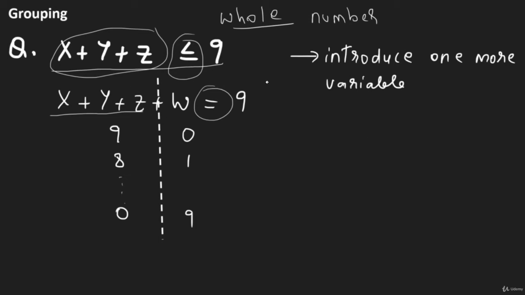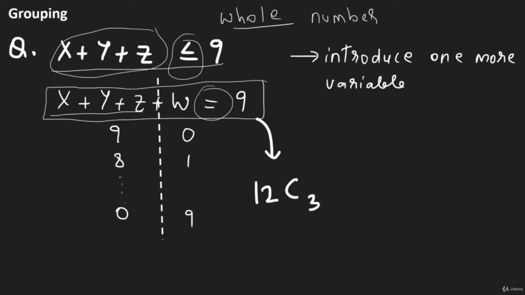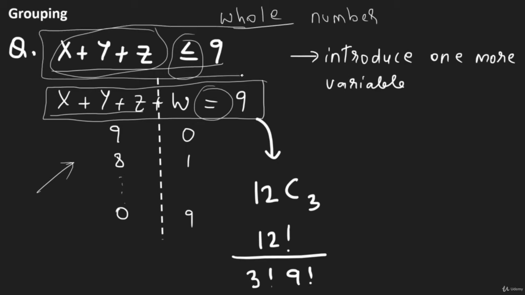Alright, now over here, if you have x plus y plus z plus w is equal to 9, the number of whole number solutions for this equation we know is having 9 dots and 3 lines. That's a total of 12 items, 9 of which are of one type and 3 are of one type. Therefore, the answer would be 12C3, which is 12 factorial by 9 factorial into 3 factorial, right? That is the solution to this question. So we were able to solve this by converting this expression into an equation by introducing one more variable.